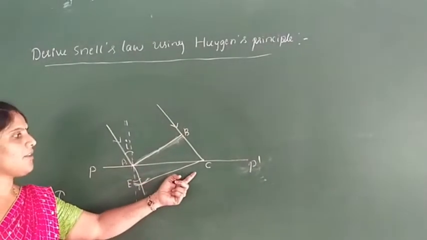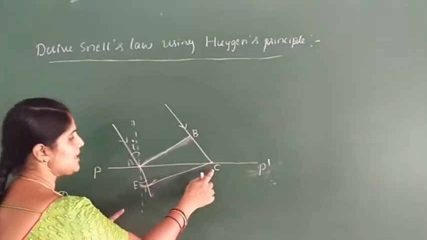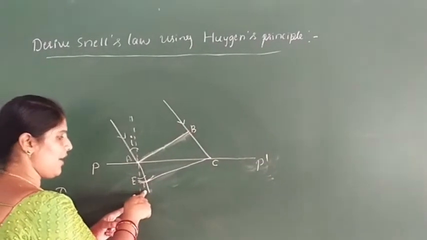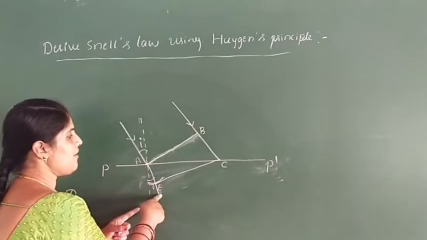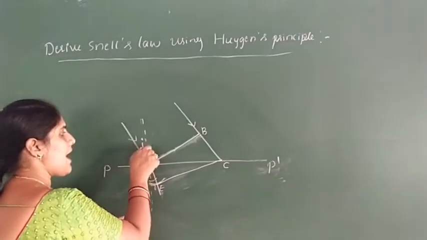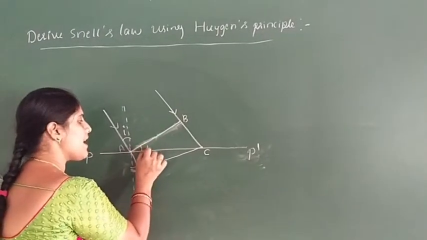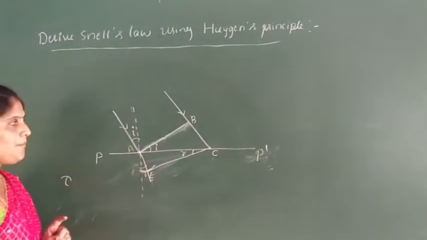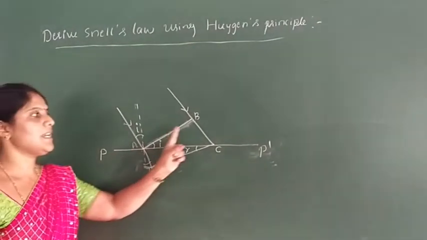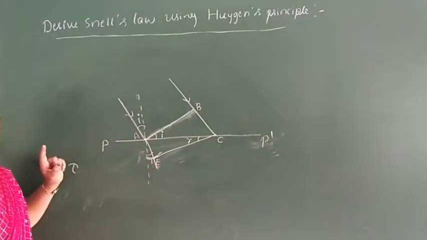CE is the refracted wavefront. AB is the incident wavefront. We call this point E. Okay. This is the angle of incidence and this is the angle of refraction. From the figure, AB is the incident wavefront, CE is the refracted wavefront.